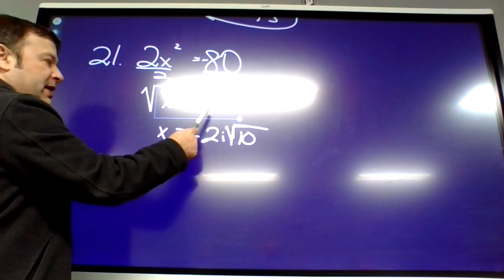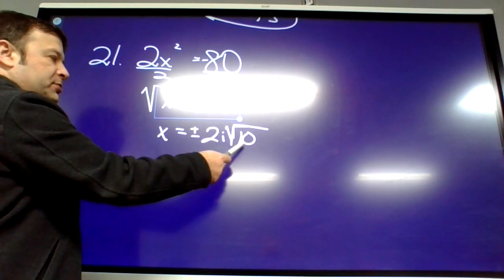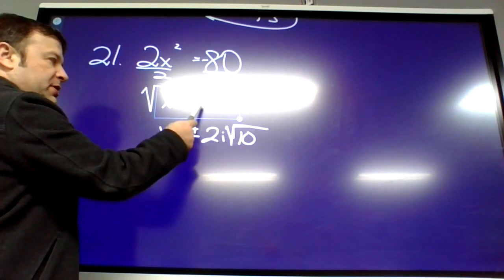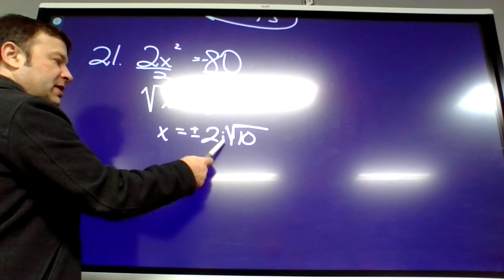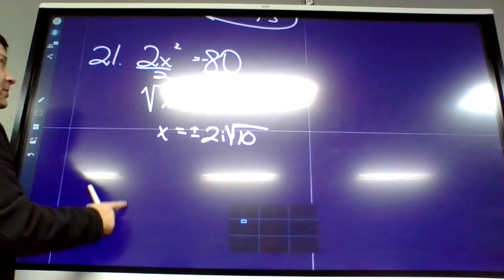So if you have an average calculator, the square root of 40 would turn into 2 square root of 10. So you need to know that the negative turns into an i, and also when you do the square root trick, you have to put a plus or minus.